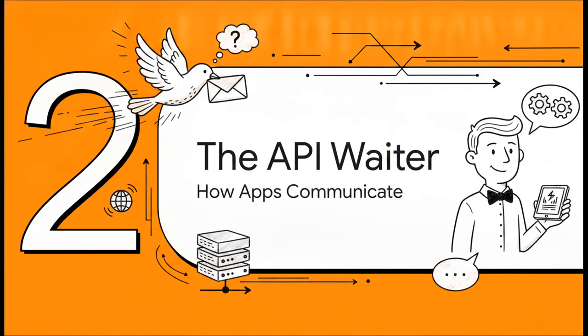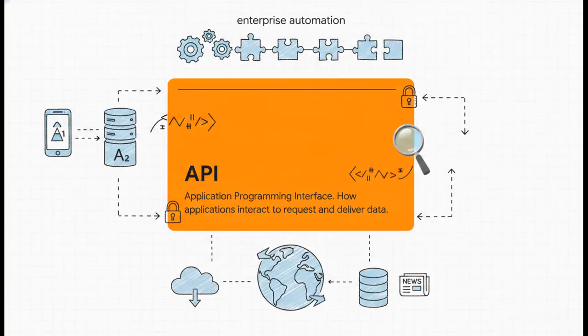Which brings us to Section 2, Understanding the API Waiter. So before we even touch our software or write a single parameter, we need a messenger to actually talk to that live internet. And that messenger is called an API, which stands for Application Programming Interface. In the absolute simplest terms, an API is just how applications interact with each other to request and deliver data. Honestly, it is the universal language of enterprise automation. But, to make this crystal clear, let's look at a real-world example.